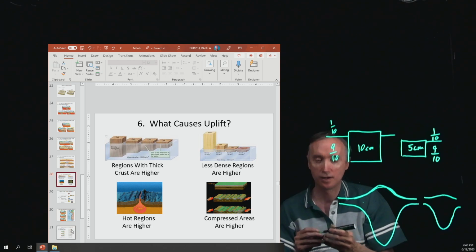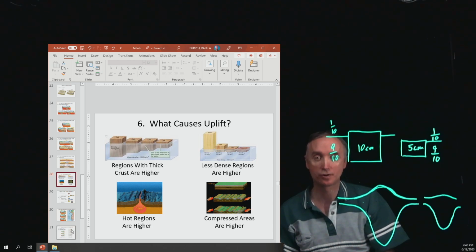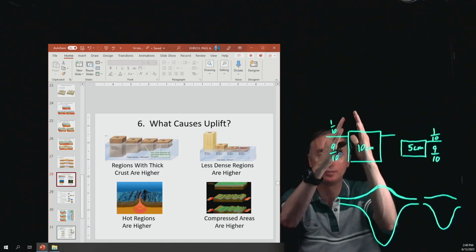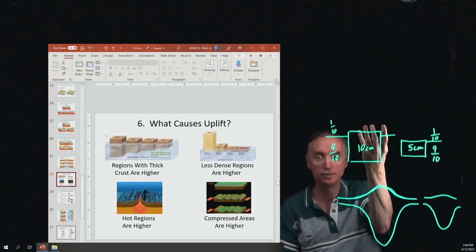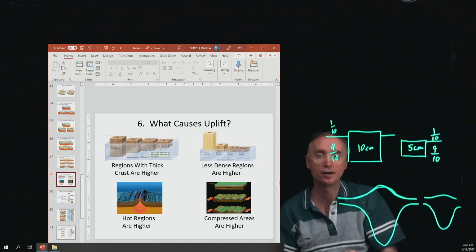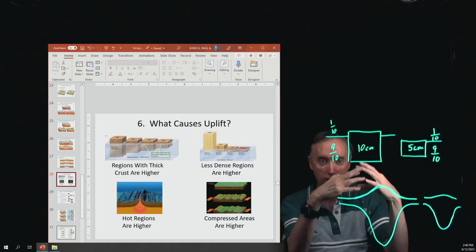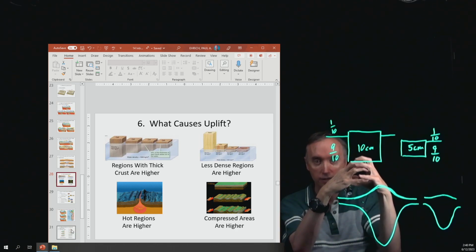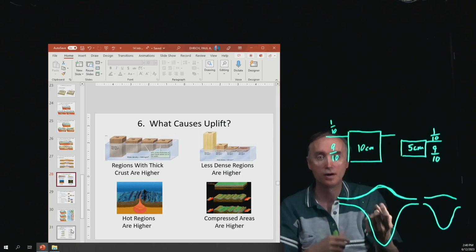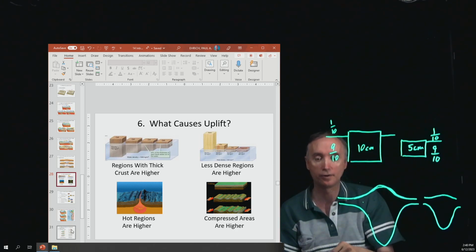Okay, then it also depends on the temperature. Hot regions where material is coming up are going to push up the ground, so hot regions are going to be higher. And then finally, imagine you've got two rugs and you're going to push the two rugs together. They're going to get crumpled together, and so crumpled areas are going to be topographically higher.